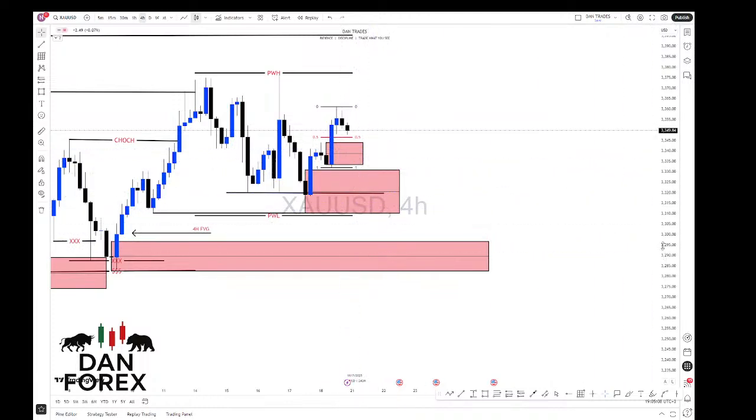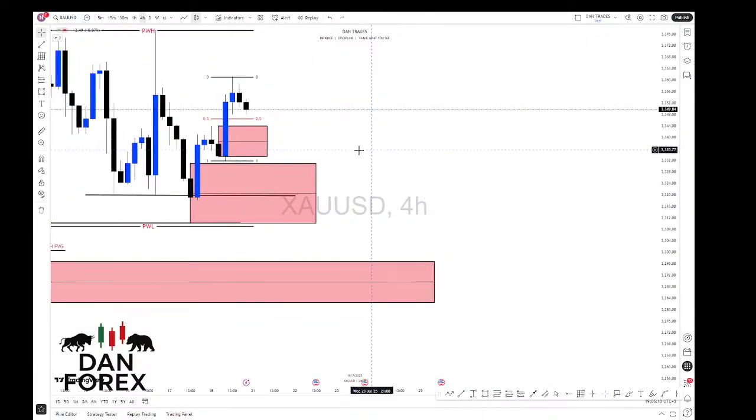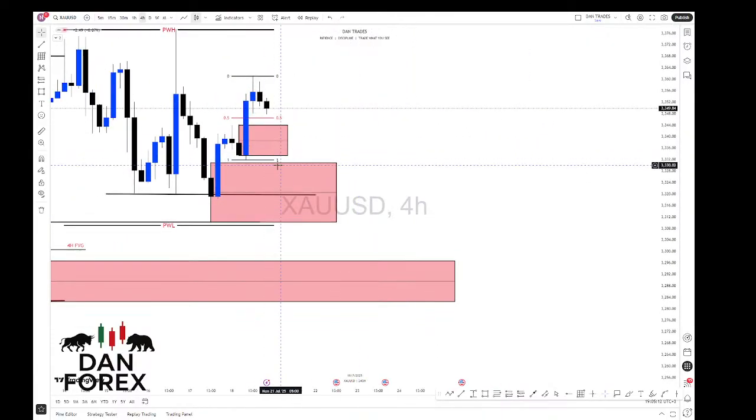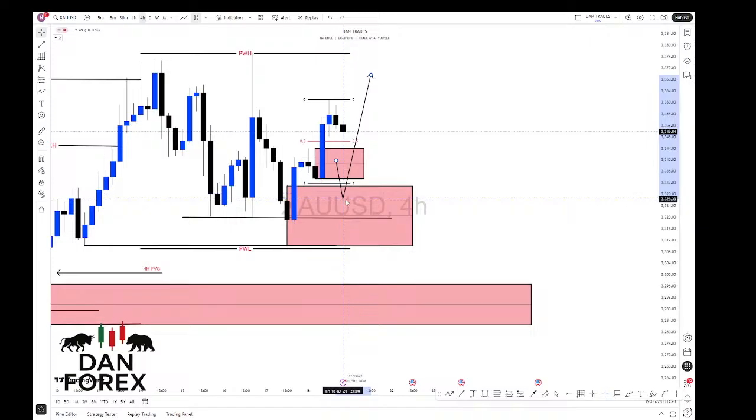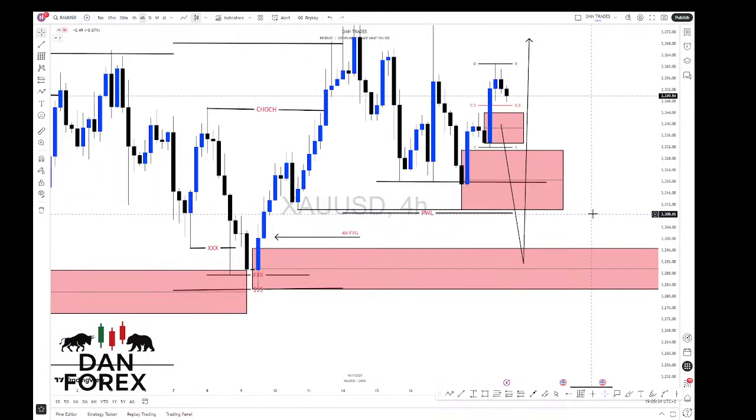But I'm expecting it to first take out the low of Friday. Then we have that continuation. We take the low of Friday, then we have that continuation of that buy. But if it's going to violate this low, this zone, then we'll be expecting to pick our buys from that extreme zone.